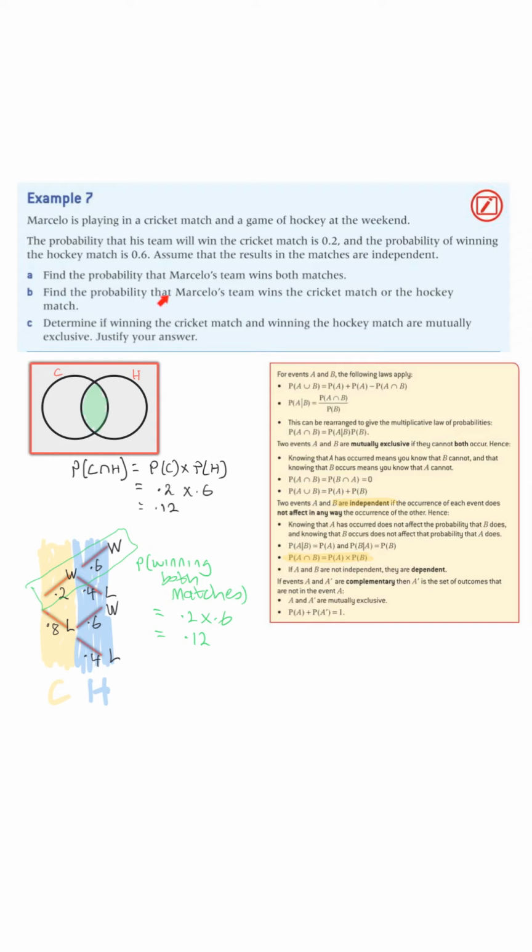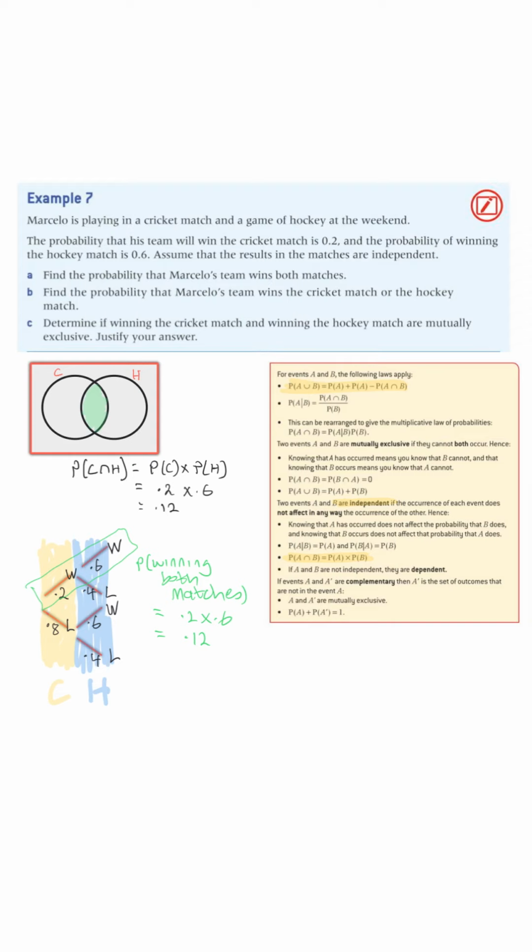B says find the probability that Marcelo's team wins the cricket match or the hockey match. Well, to win the cricket match or the hockey match, if we go to the previous page, that's the union. That's either the cricket match or the hockey match, or both. So it's the union there. So we can highlight that. That would be this one.